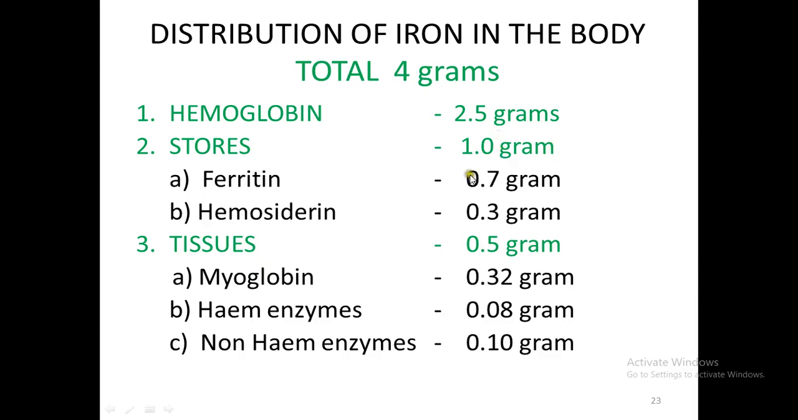So 1 gram in stores. In the stores, iron exists in two forms: ferritin iron, which is more readily soluble, and hemosiderin iron, which is less readily soluble. In tissues, there is half gram of iron. Most of it is found in the myoglobin of our muscles. 0.3 grams is found in myoglobin, and the rest of the iron in our body is found in the form of heme enzymes, 0.08 grams, and non-heme containing enzymes, which form 0.1 gram.